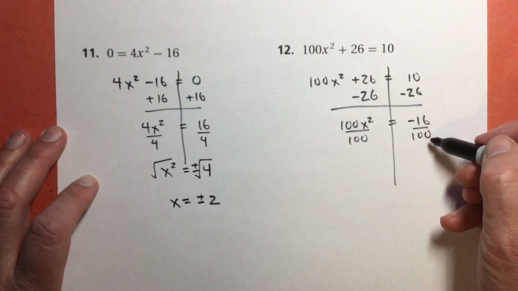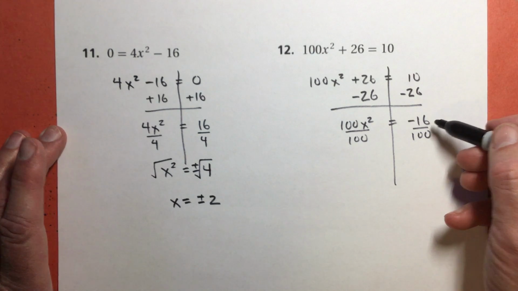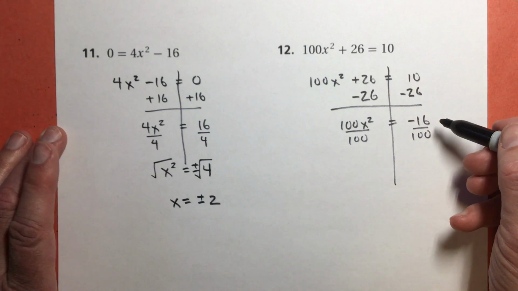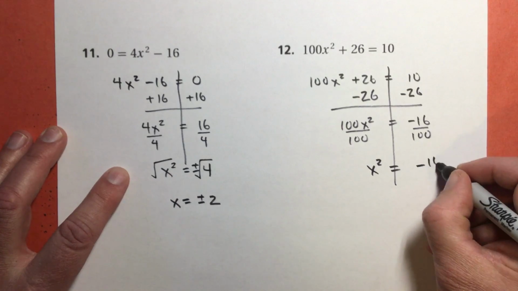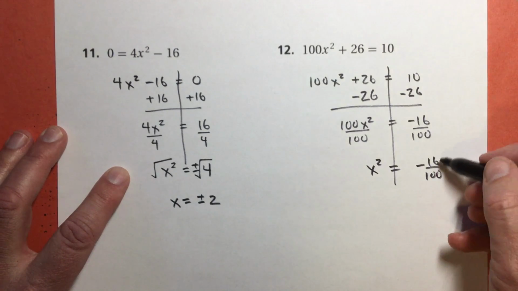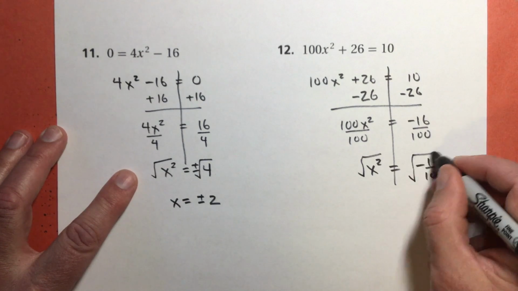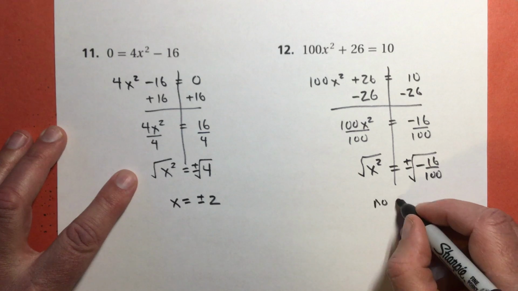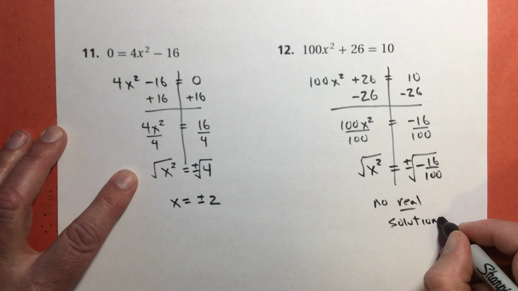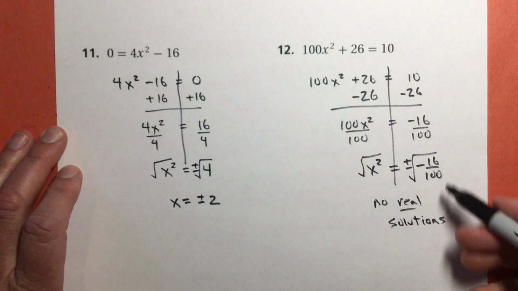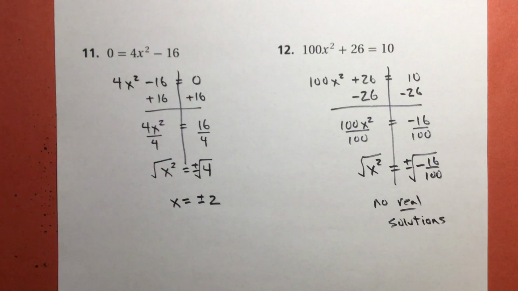I don't have to divide this. If I did, I'm going to get negative 0.16. So it's not that terrible, but it's okay. I get x squared equals negative 16 over 100. Actually, I can even reduce it, but I don't need to, because when I solve, no real solutions. Because no matter what, changing it to a decimal, taking the square roots, I'm trying to take the square root of a negative number, and that's going to be no real solutions.